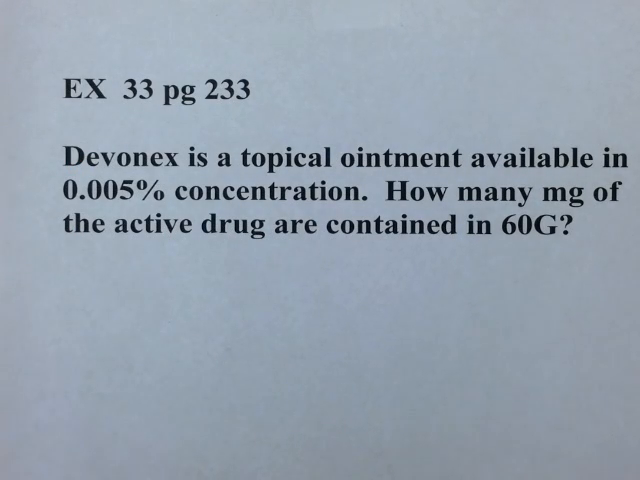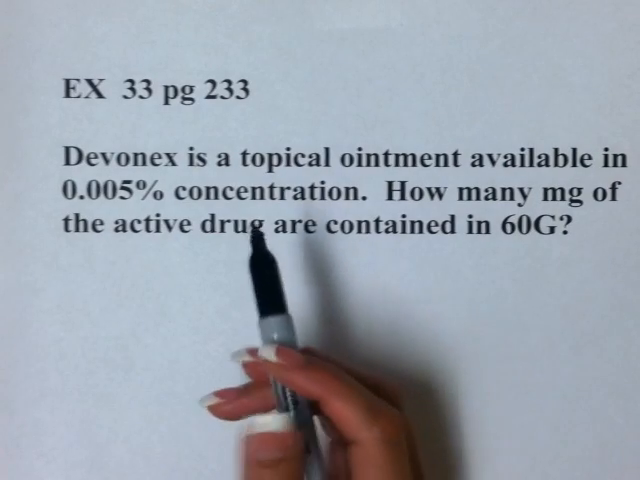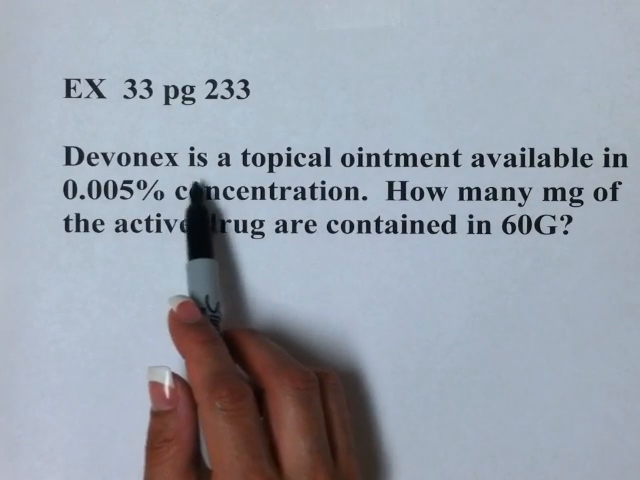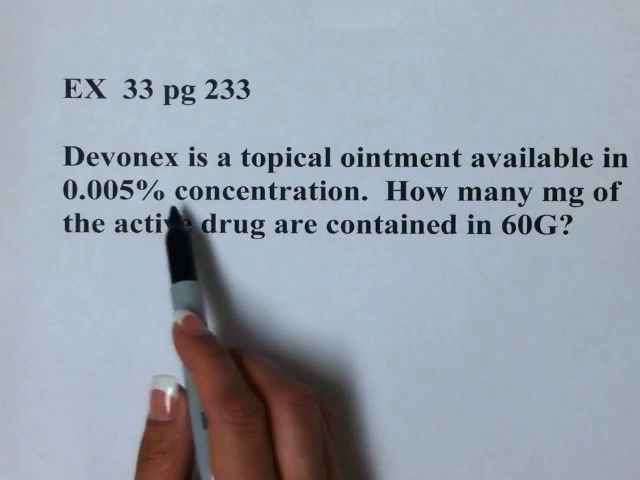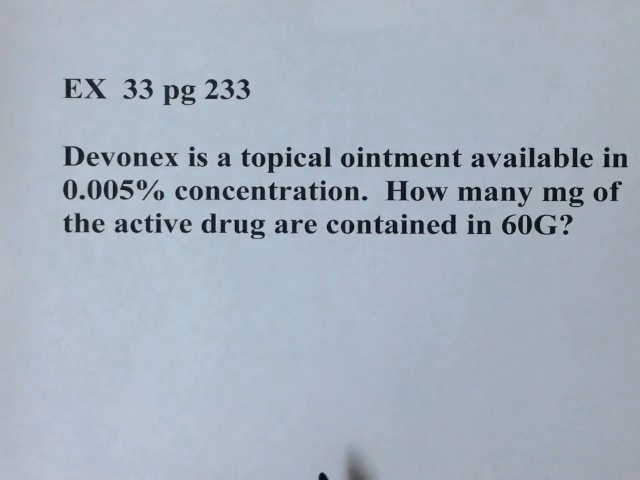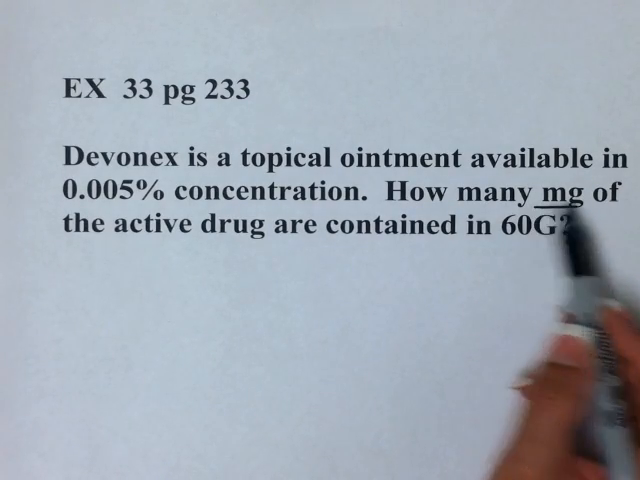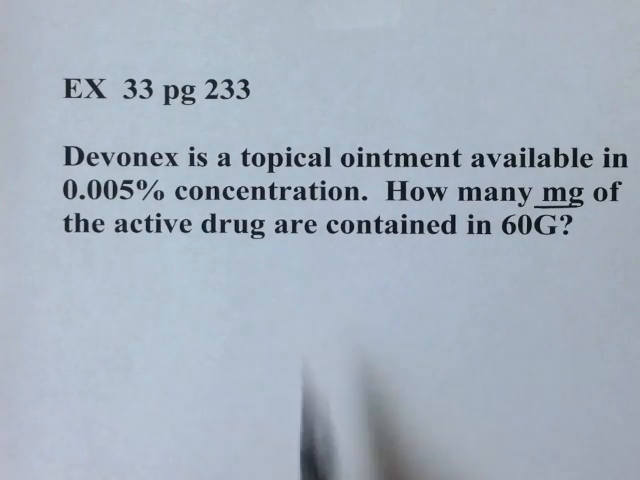Okay, this is an example that you're going to see percentage used, and percentages are found in chapter 29 of your calculations book. And this is an example, again, taken straight from your book. In this question, we're asked, Dovanax is a topical ointment available in 0.005% concentration. How many milligrams of the active drug are contained in 60 grams?